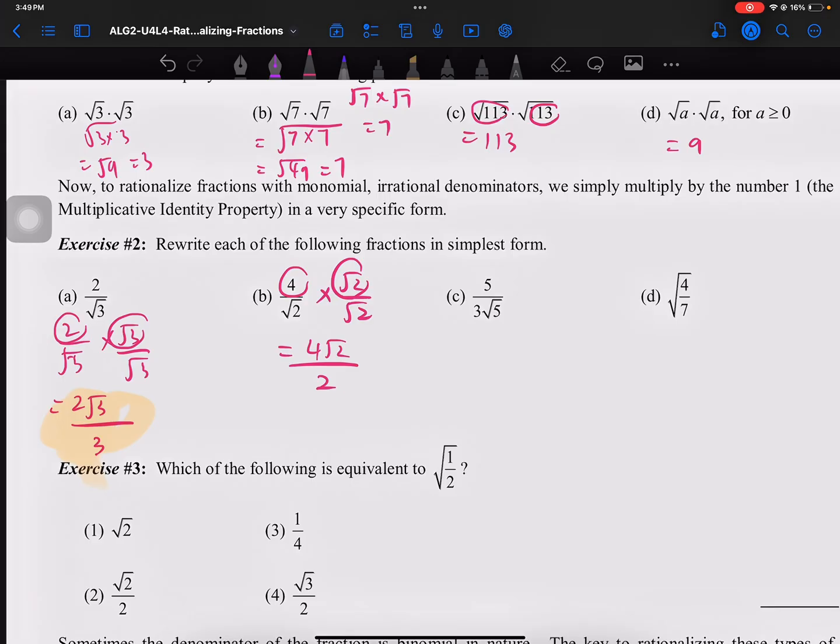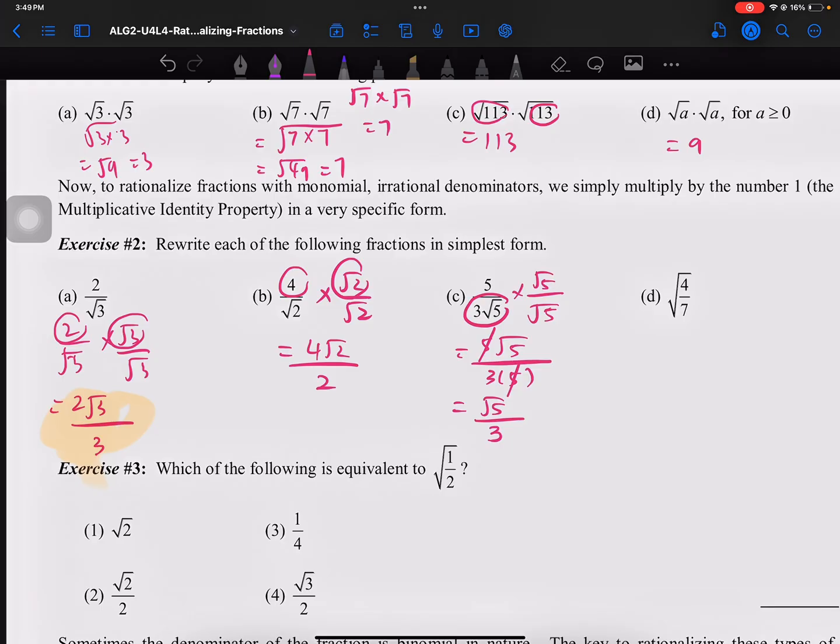So now the denominator is 3√5. Only the √5 is irrational. So we will multiply by √5 over √5 to fix that part. So it is 5√5 over 3 times 5. This can cancel, becomes √5 over 3. So the final form is √5 over 3. The denominator is now just 3, so no square root.